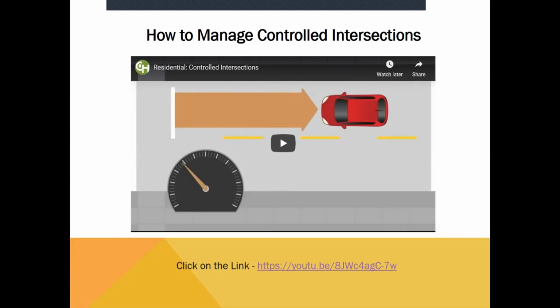So as you imagine, that's an uncontrolled intersection. Controlled intersections are when they are controlled by traffic lights and traffic signs and things like that. So here is a video of how to manage controlled intersections.